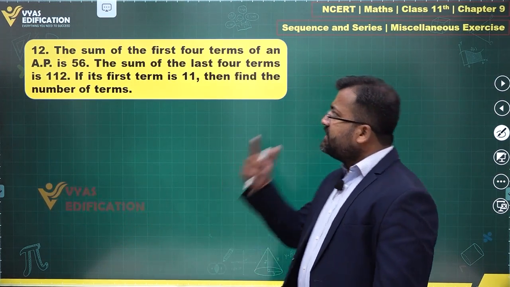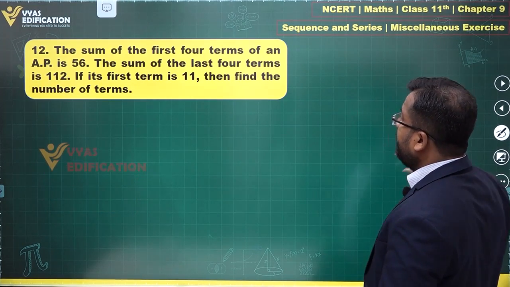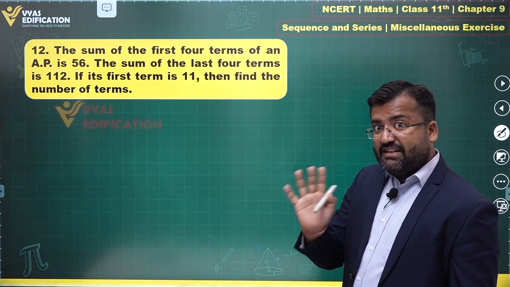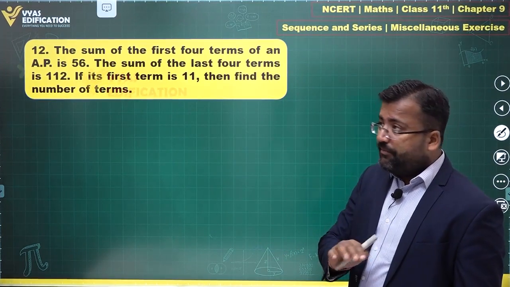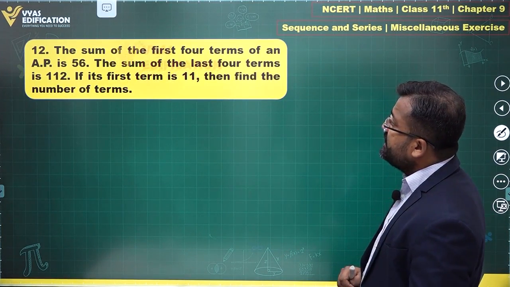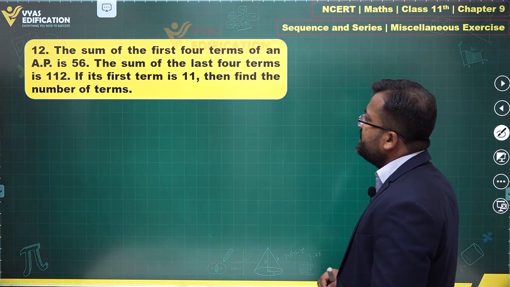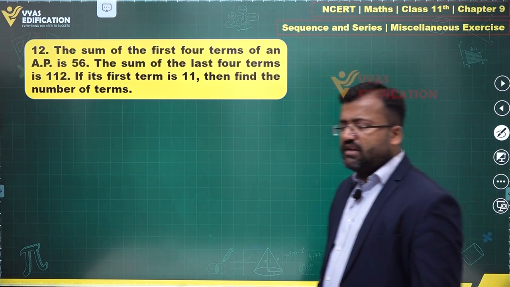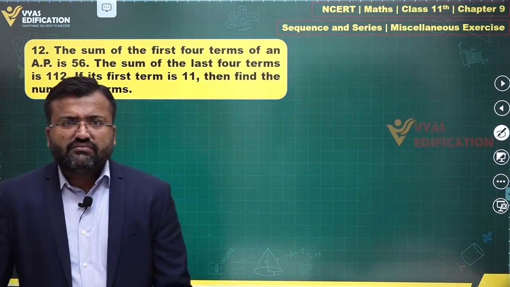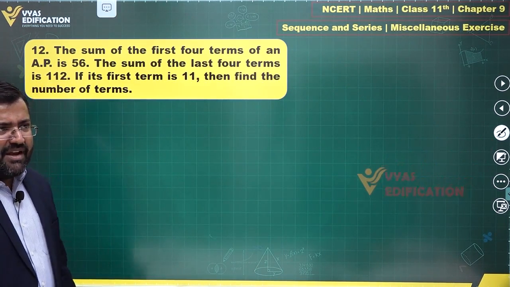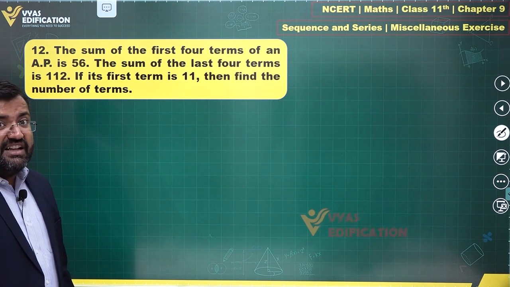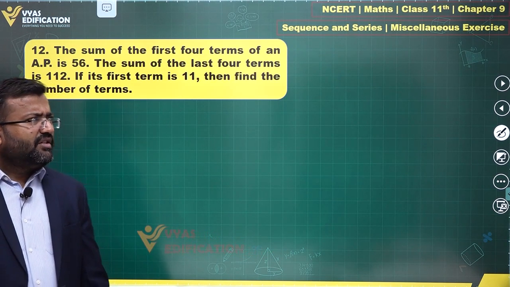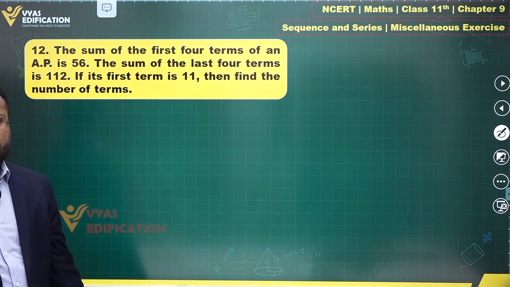Question number 12 says the sum of the first 4 terms of an arithmetic progression is 56. First 4 terms, and the person is talking about arithmetic progression and sum. The sum of the last 4 terms is 112. If its first term is 11, then find the number of terms. Okay, sum of last 4 terms is also asked. So we could have taken numbers as a minus d, a plus d, a minus 3d, a plus 3d for 4 terms of an AP, but that will give us a, but it will not give us any idea about the last 4 terms. True?